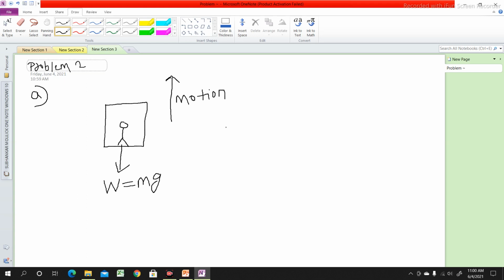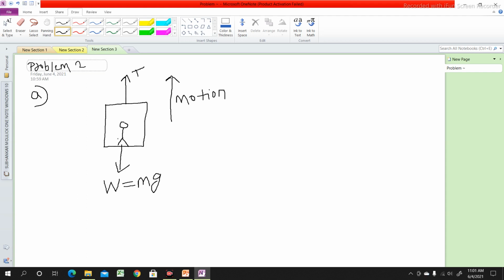Fine. And the lift is connected by a cable. Let the tension exerted by the cable be T. The tension exerted by the cable is nothing but T. So we need to find out what? We need to find out the pressure or the force that this man exerts on the floor of the lift.